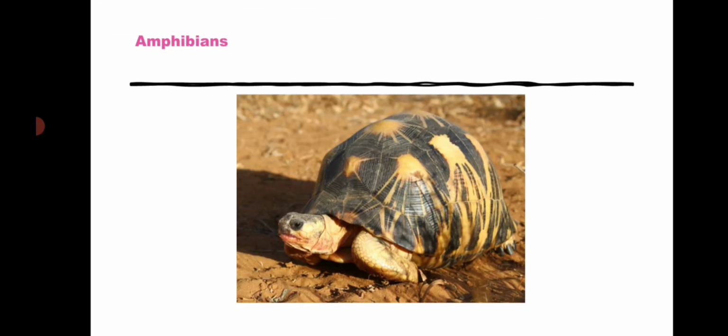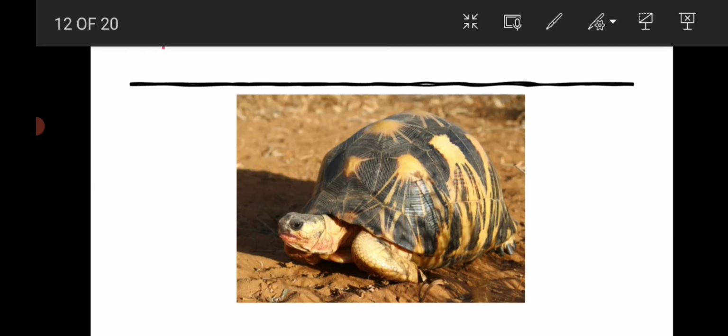So coming to the next slide, this is the tortoise. Tortoise is also an amphibian. It can live both on land and in water. The tortoise has special features. You can see here, with their limbs, they can swim in the water.